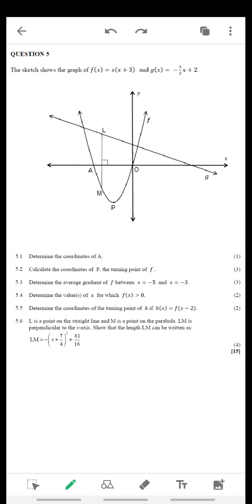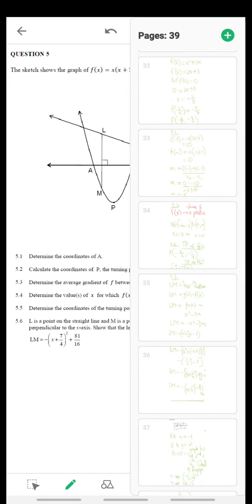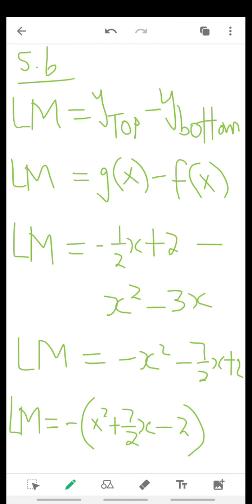L is a point on the straight line, and M is a point on the parabola. From M to L, there is a straight vertical line which is perpendicular to the x-axis, so the length of LM can be written as this thing here. First of all, L is at the top, M is at the bottom, so it's going to be y top minus y bottom, which is the function of g minus the function of f. Do you agree with me? So y top minus y bottom, meaning g of x minus f of x.